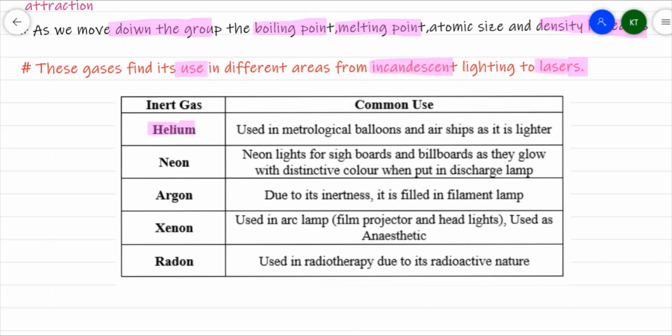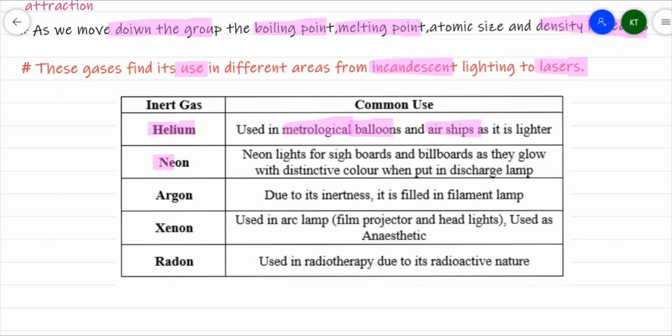Now we have helium. Helium is the second lightest element. Because of its lightness, we use helium in meteorological balloons as well as in airships. Hydrogen can be used, but hydrogen catches fire; when it combines with oxygen, an explosive reaction takes place. Although hydrogen is lighter, we cannot use it in meteorological balloons or airships. In airships, we come across the Hindenburg as an example, which caught fire. Here we use helium because of its lighter nature.